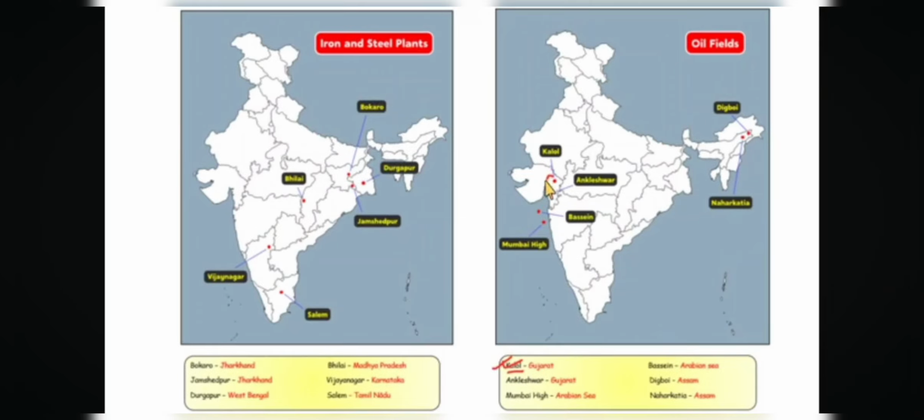It is in Gujarat. Kalol is at this point here. After another oil field. There are some oil fields here. For example, Kalol is important. It comes in the exam. Remember it. It is in Gujarat. Kalol is at this point here.